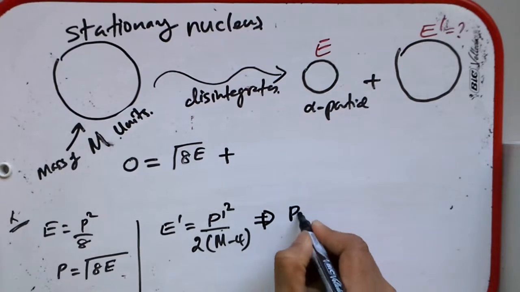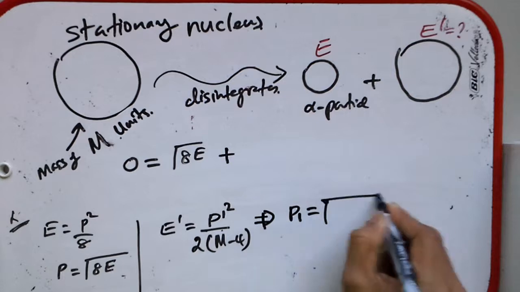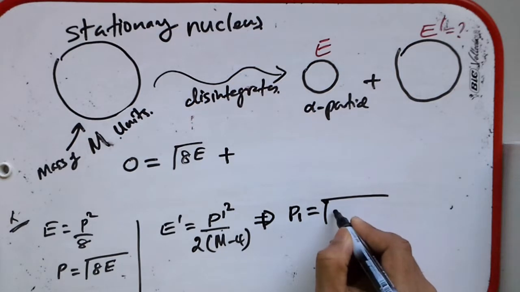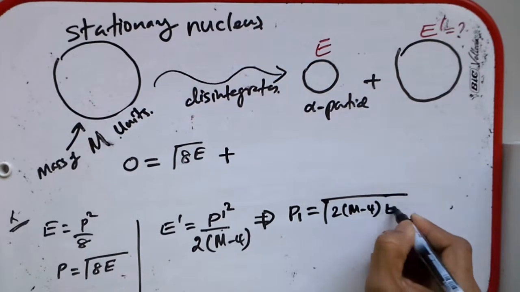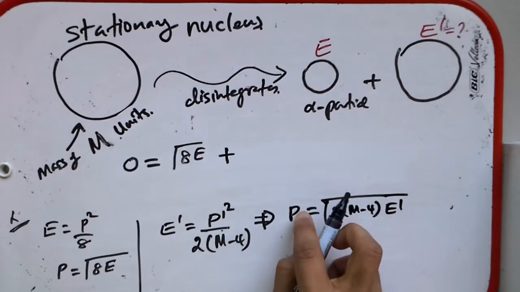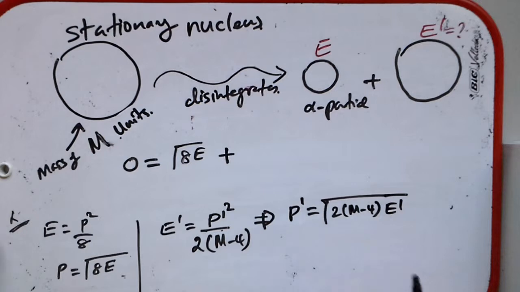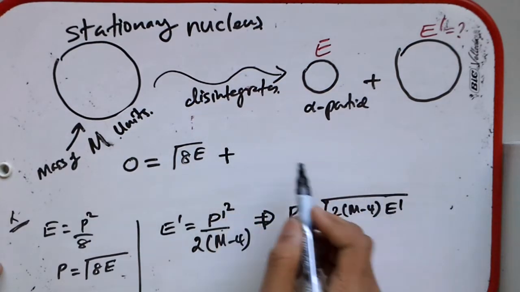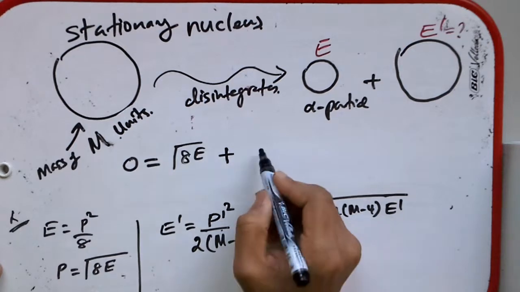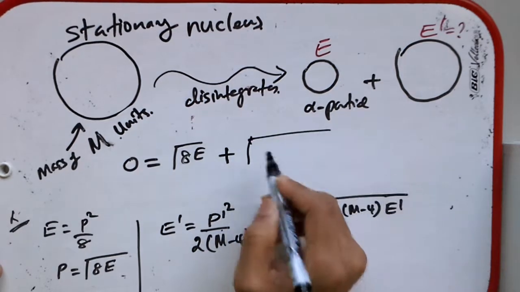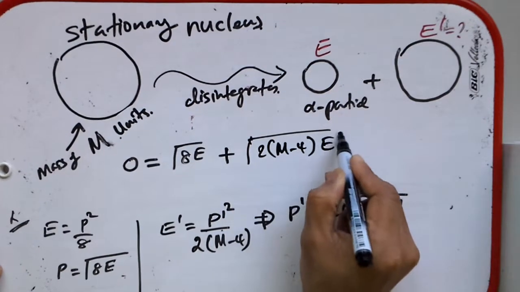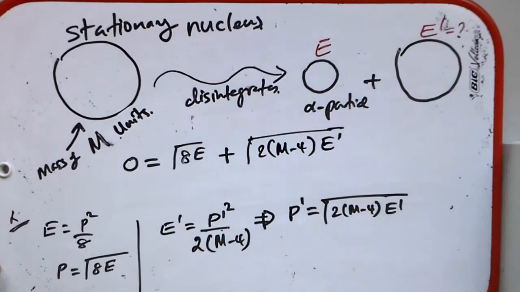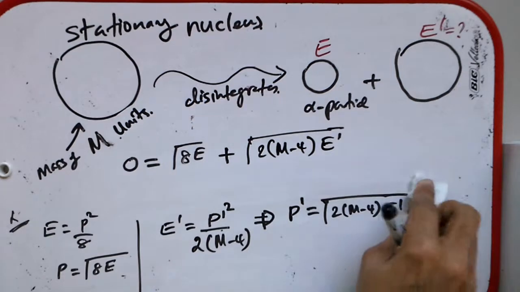Okay, so p prime is equal to square root of 2 times (M minus 4) times E prime. So this is our momentum of the residual nucleus. I'll write down here the momentum we found, square root of 2(M minus 4) times E prime. So the question is, how do you find the E prime?